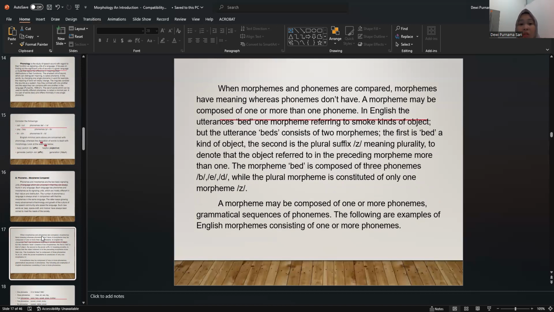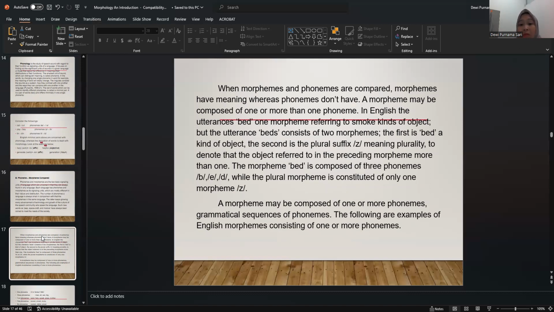In English, the utterance bat is one morpheme referring to a small kind of object. But the utterance bats consists of two morphemes. The first one is bat, as a kind of object, and the second one is the suffix, the ending s, meaning plurality, to denote that the object referred to in the preceding morpheme is more than one.